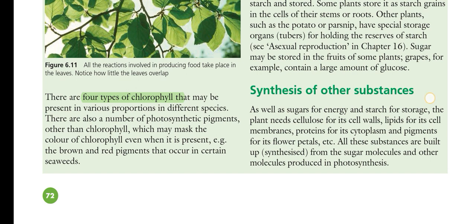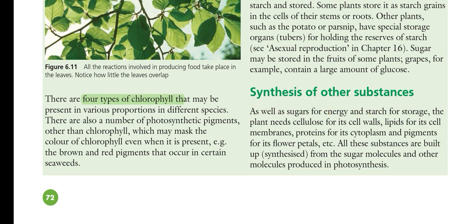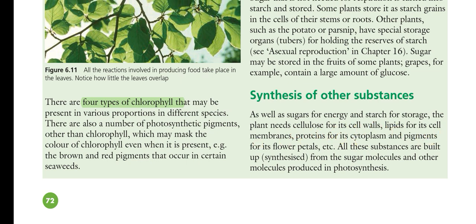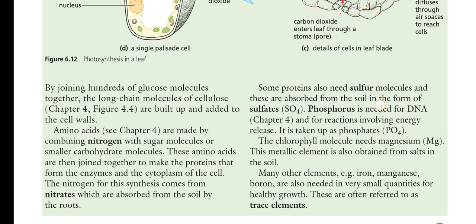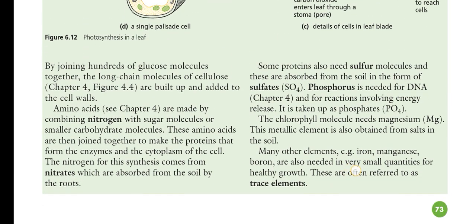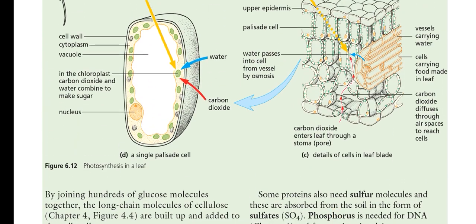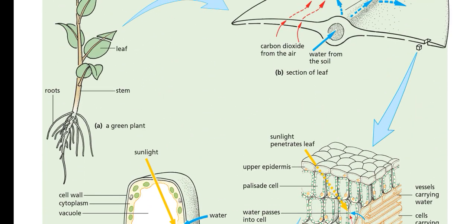So we can say that in the synthesis of other compounds, glucose can be changed into amino acids or fats, as well as sugars for energy and starch for storage. The plant needs cellulose for its cell wall, lipids for its cell membrane, protein for its cytoplasm, and pigments for its flower petals. All these substances are synthesized from sugar molecules and other molecules produced in photosynthesis. So this is all about photosynthesis and how carbohydrates or glucose can be converted into proteins or lipids.